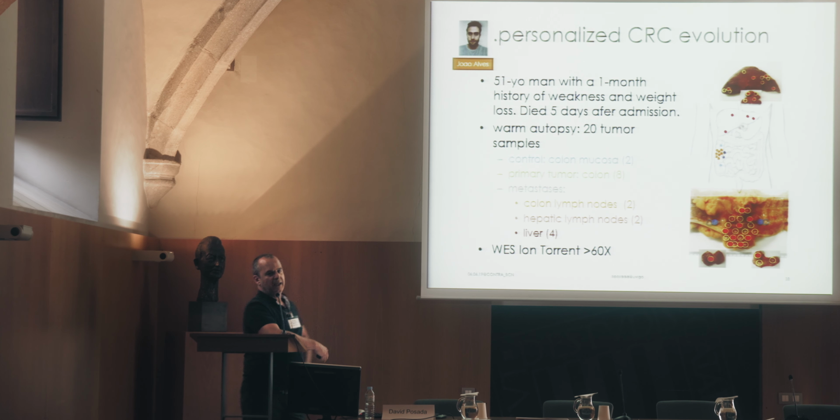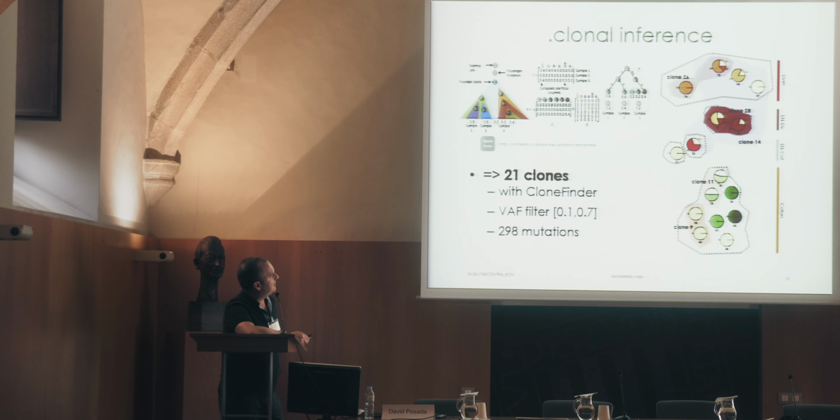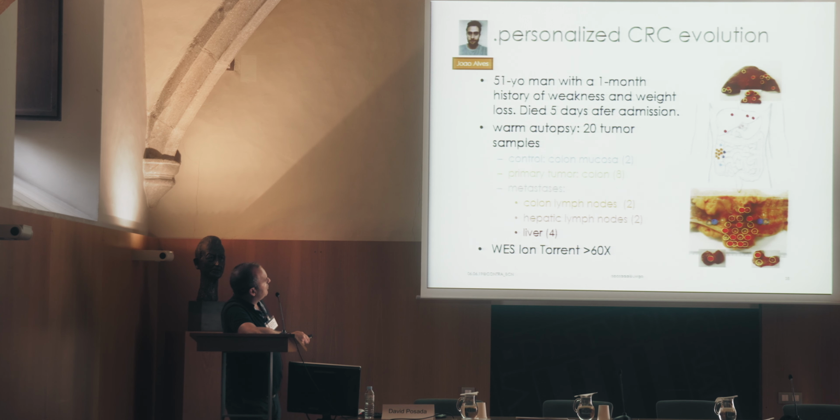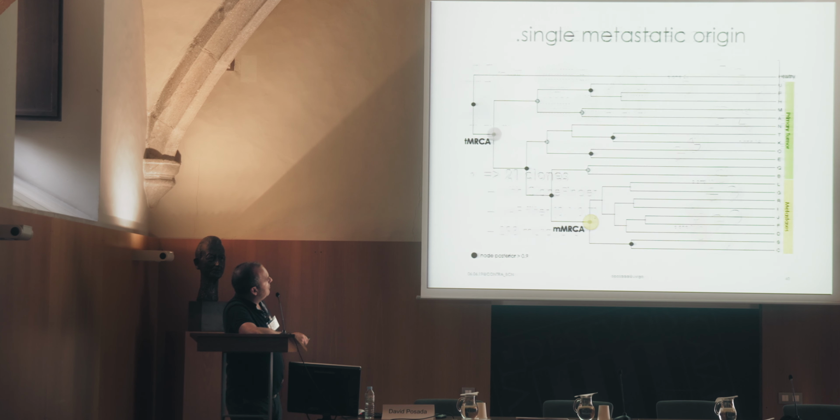The tree, for an evolutionary biologist, is the beginning of the analysis, not the end. We use trees to infer things. So this is real data that we produced in our lab. We infer 21 clones. We infer the tree, maximum likelihood. So we can infer that there is only a single origin of all the metastases. So there was a single metastasis in different organs.